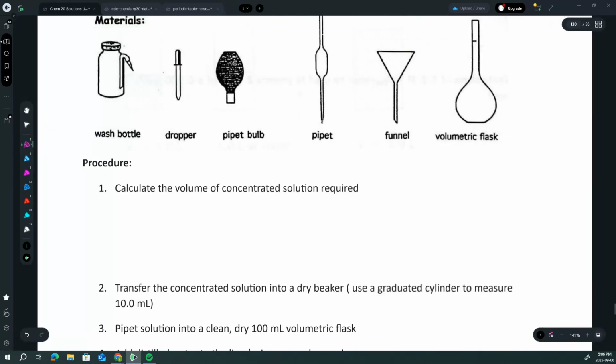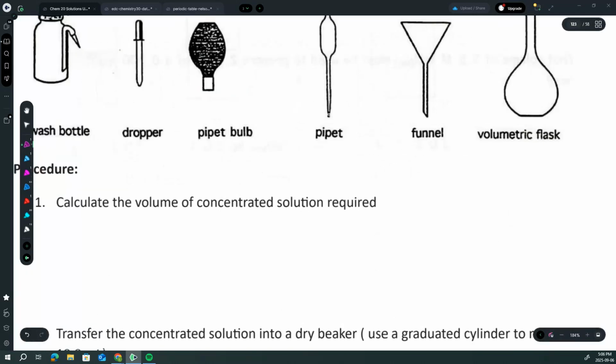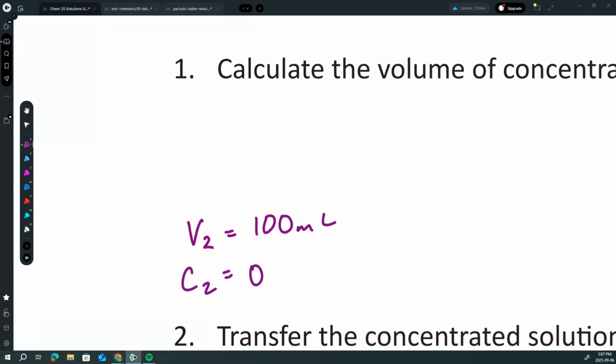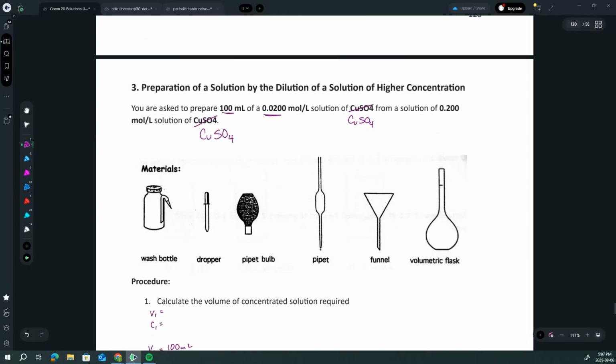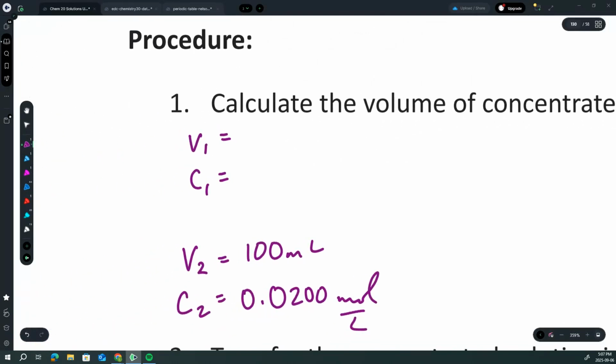So let's write out our list of givens. We have 100 mils of a 0.02 mole per liter solution we want to create. So that's going to be V2 and C2: 100 milliliters and then 0.02 mole per liter. And then V1 and C1. We're told that we're starting off with a 0.2 mole per liter solution of copper 2 sulfate, so I'm going to throw that in there.